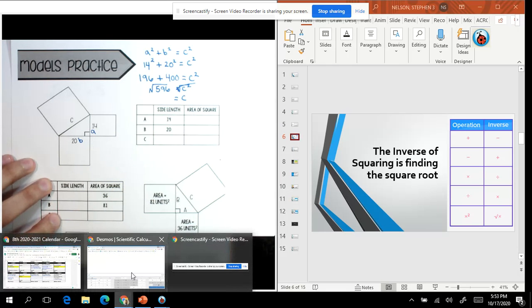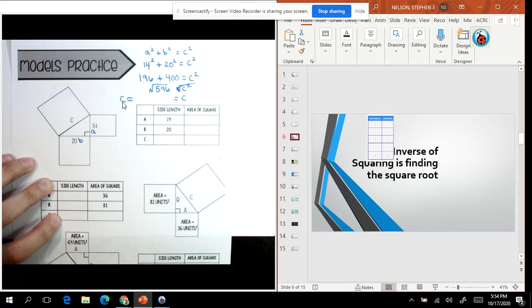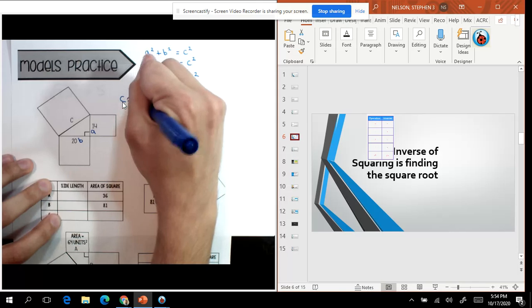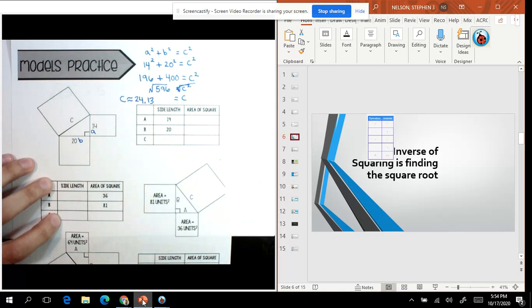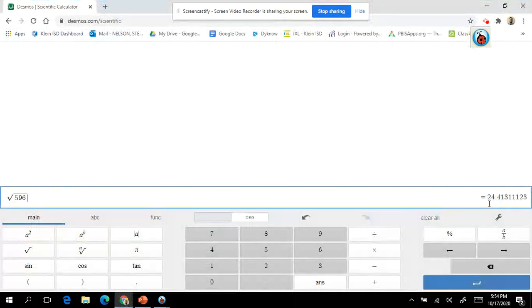So let's go back to our Desmos calculator. So here's the root symbol, the radical. So radical 596. So we get 24.413. So we're going to say c is approximately, writing right here, c is approximately 24.41.